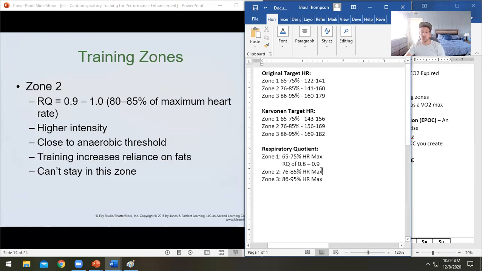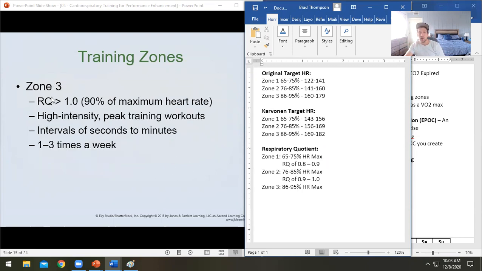Then we've got zone 2, which is an RQ of 0.9 up to 1.0. So if you're at an RQ of 1.0, that means that you brought in 100 units of oxygen and you exhaled 100 units of CO2. That means that you burned all of the oxygen up. You used all of it for fuel. So because you used all of it for fuel, the only thing coming out is carbon dioxide.